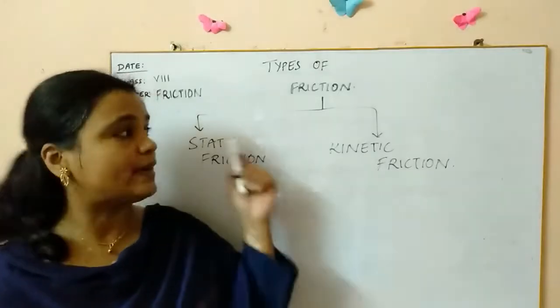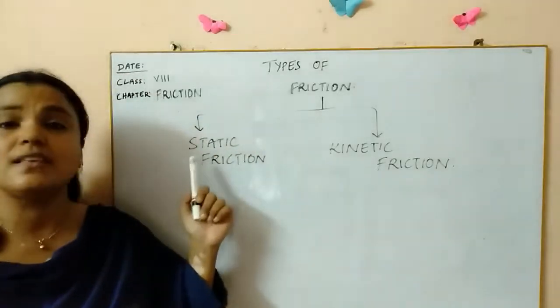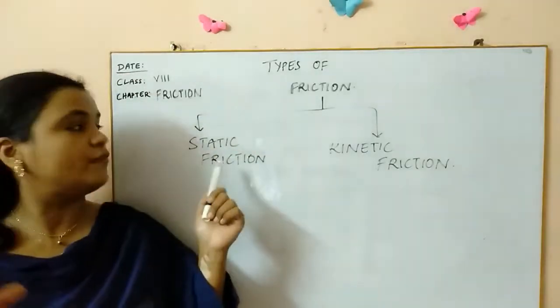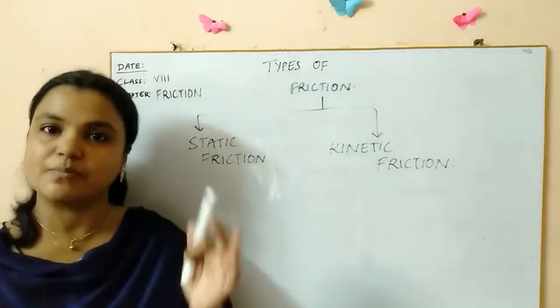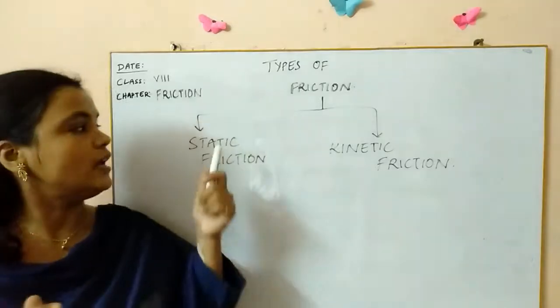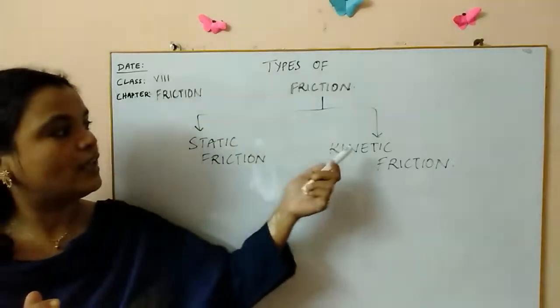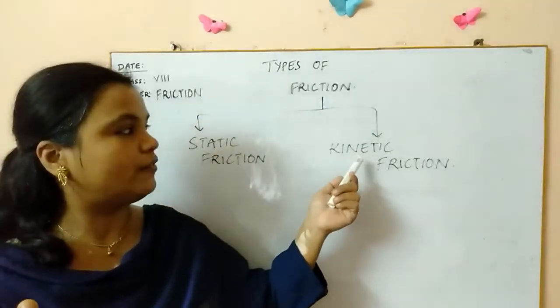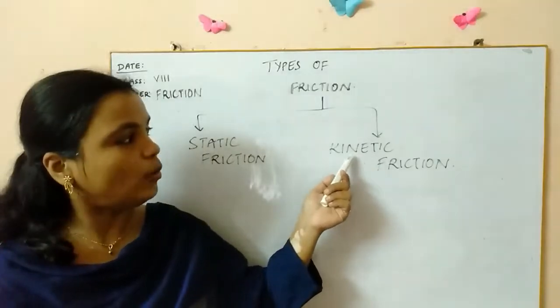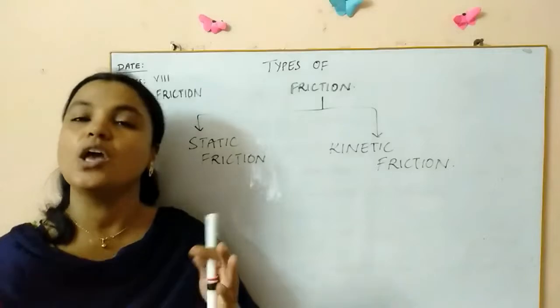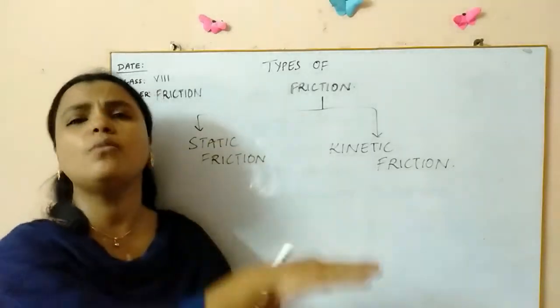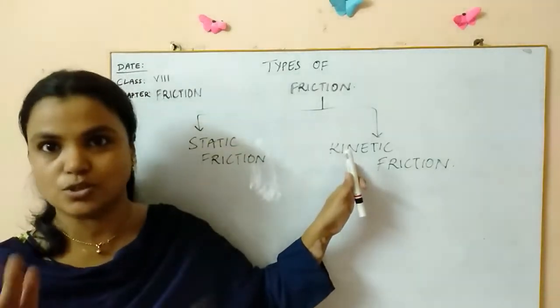You can understand by the name itself that static means this is the kind of friction which is offered when the object is not in motion. That means when it is stationary or static. Did you understand? Now kinetic, you would have got it by now. Kinetic means it is nothing but the friction which is offered when the body is in motion. Kinetic means motion, to move, right?